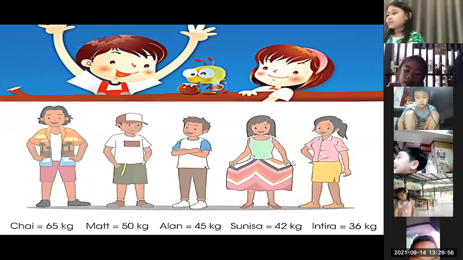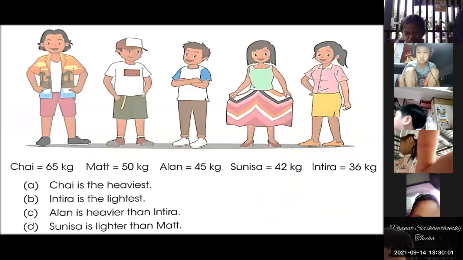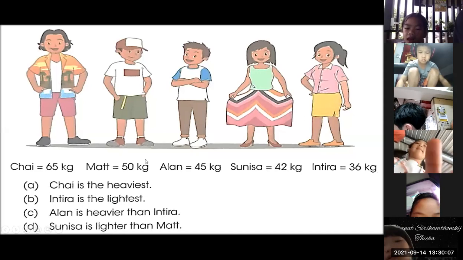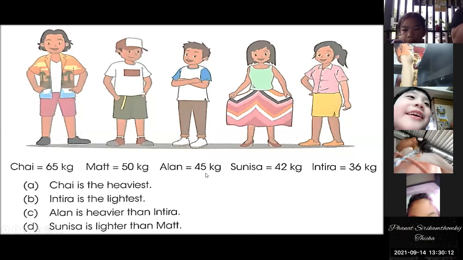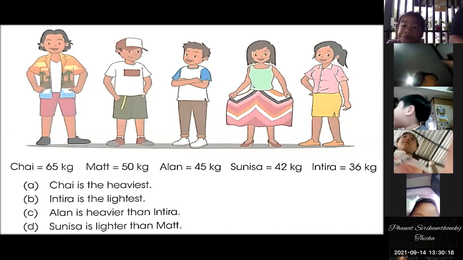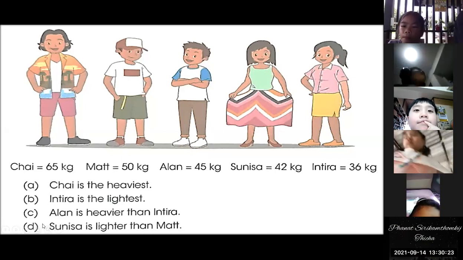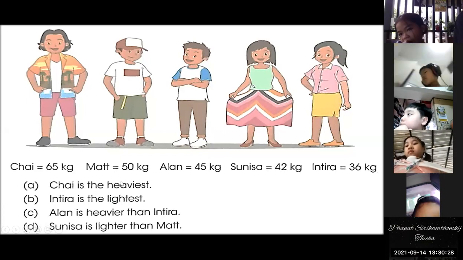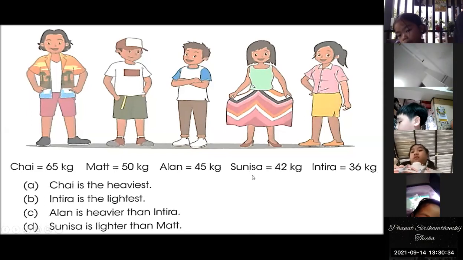Now here, as you can see in these photos, Chai is the heaviest, Intira is the lightest. If we compare Alan and Intira, Alan is 45 kilograms, Intira is 36. So Alan is heavier than Intira. Now letter D here, Sanisa is 42 kilograms and Matt is 50 kilograms. So Sanisa is lighter.